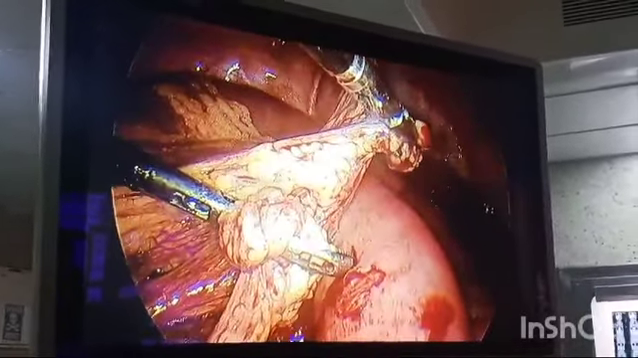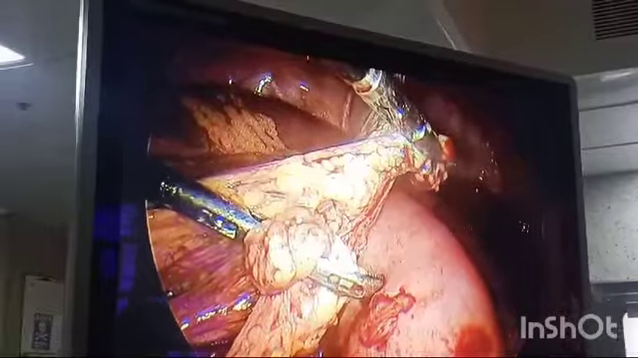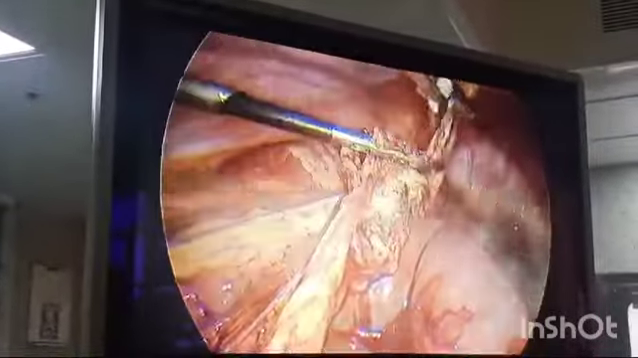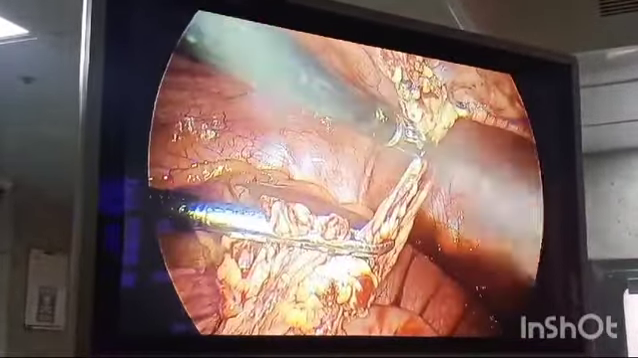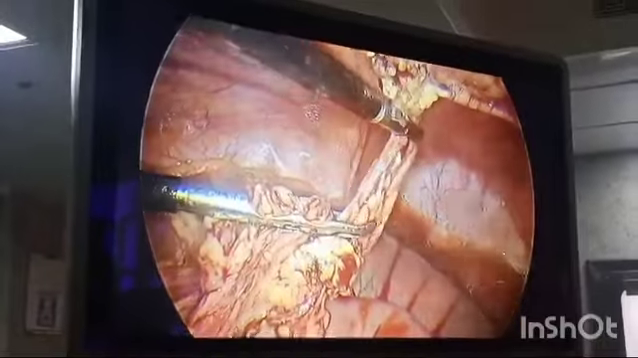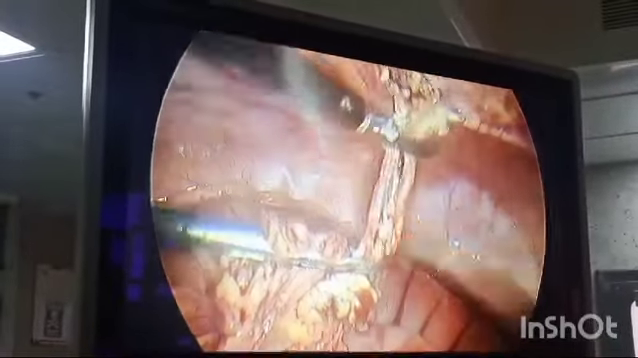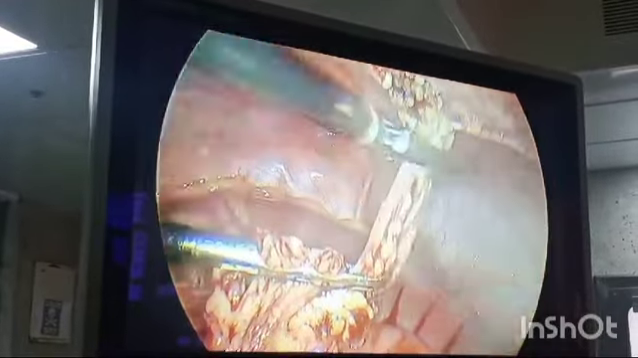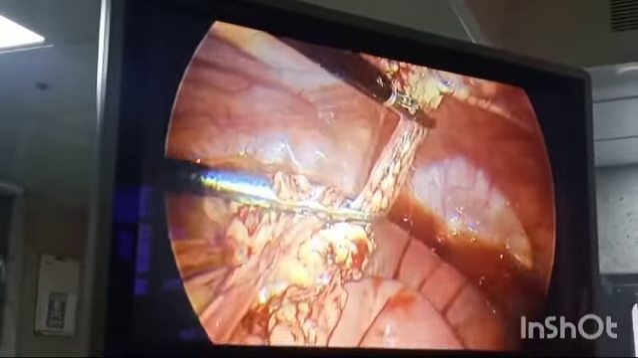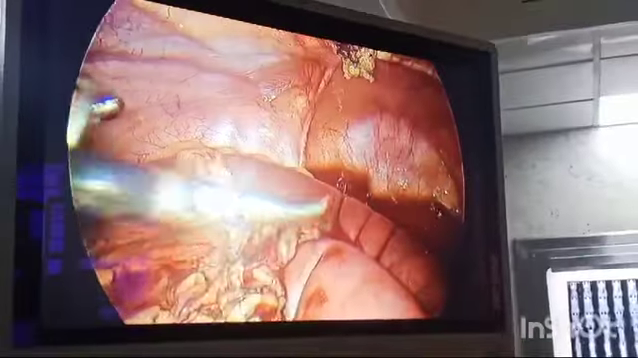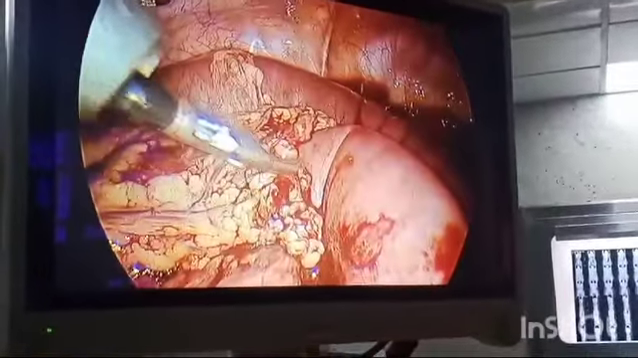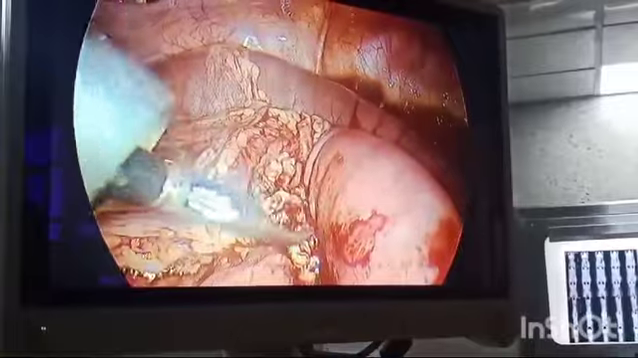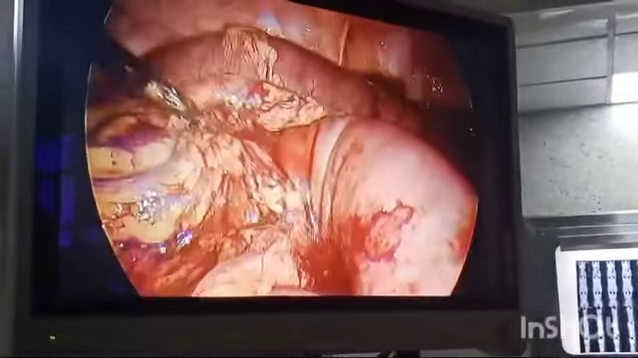The ports were closed after removing the trocars. The patient is recovering well in the post-operative period. The Rayleigh's tube was removed on the next post-operative day along with the Foley's catheter. Patient was mobilized. Sips of oral fluids were allowed on the first post-operative day, and patient is recovering very well in the post-operative period. Thank you.